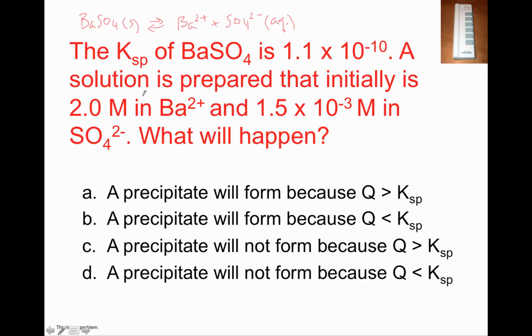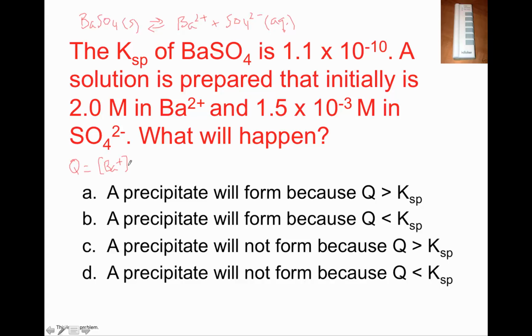In any case, we have a solution that's prepared that is initially 2 molar in barium ion and 1.5 times 10 to the minus 3 molar in the sulfate, so that's still a fairly high concentration. What will happen? Let's assume that we don't recognize immediately from these numbers what's going to occur. I've got this solution, prepared with these initial concentrations of these ions. Let's calculate a Q value to try to determine what will happen.